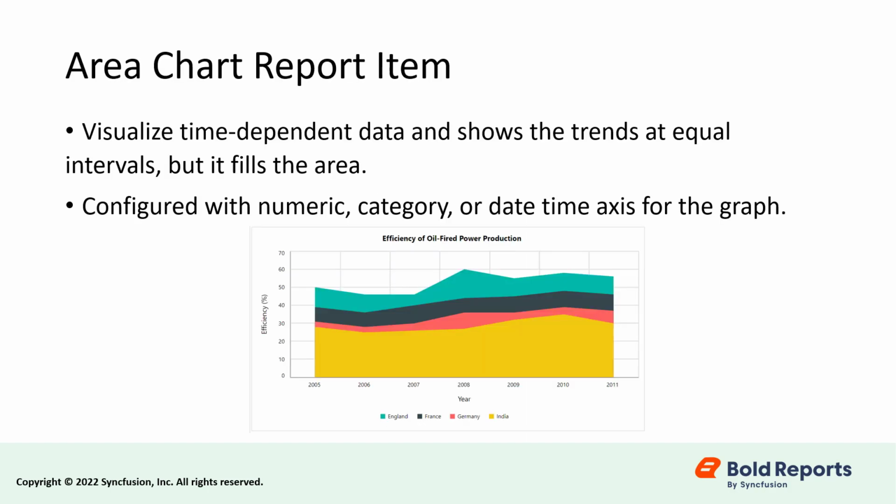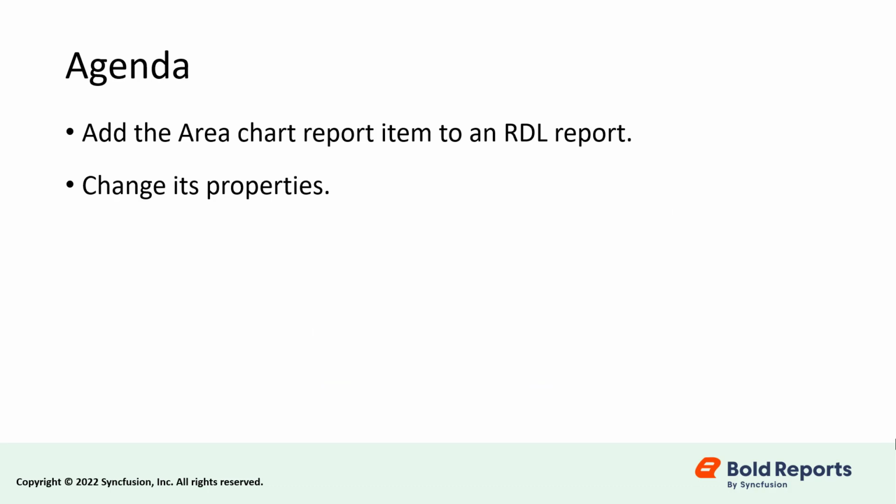Before getting into this video, let me give a small introduction about the area chart. The area chart is used to visualize time-dependent data, and shows the trends at equal intervals, but it fills the area. It can be configured with numeric, category, or date-time axis for the graph. In this video, we will see how to add an area chart to an RDL report and how to change its properties.